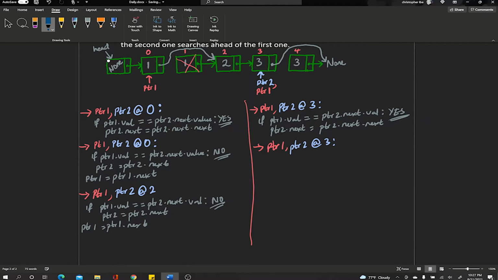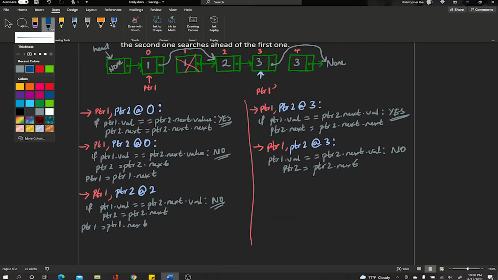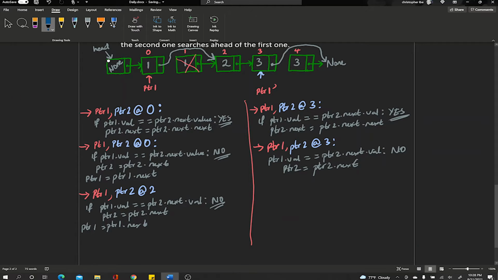We're going to ask ourselves the question, is ptr1.val equal to ptr2.next.val? In this case, obviously ptr2.next.val is none, ptr1.val is 3. They are not equal. In the no case, all we're going to say is the same thing we did in the previous no case, ptr2 equals ptr2.next. So what this effectively does is move ptr2 from right here to next. ptr2.next is this guy here, so it moves ptr2 to none. So this effectively breaks our loop.